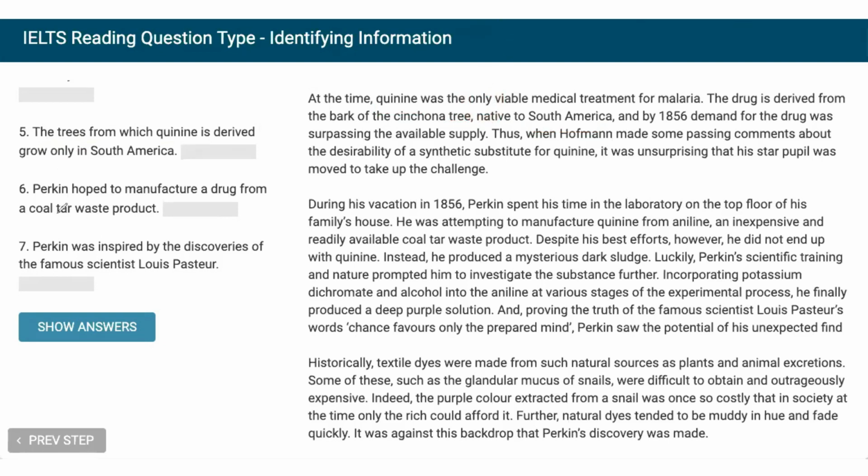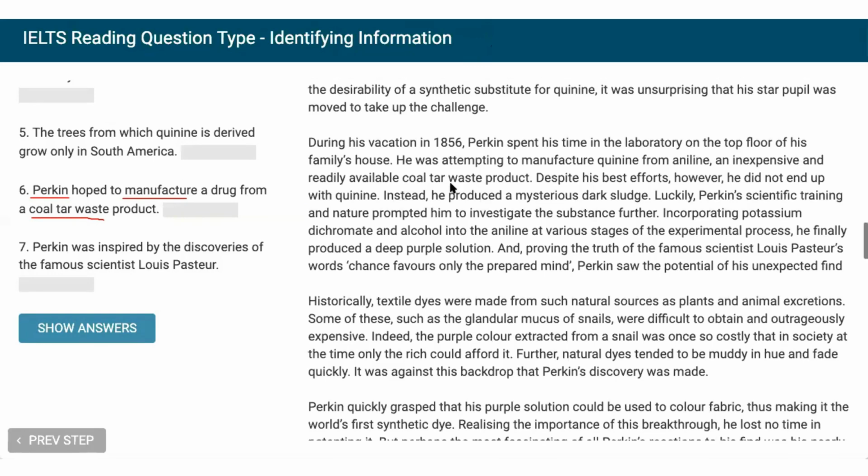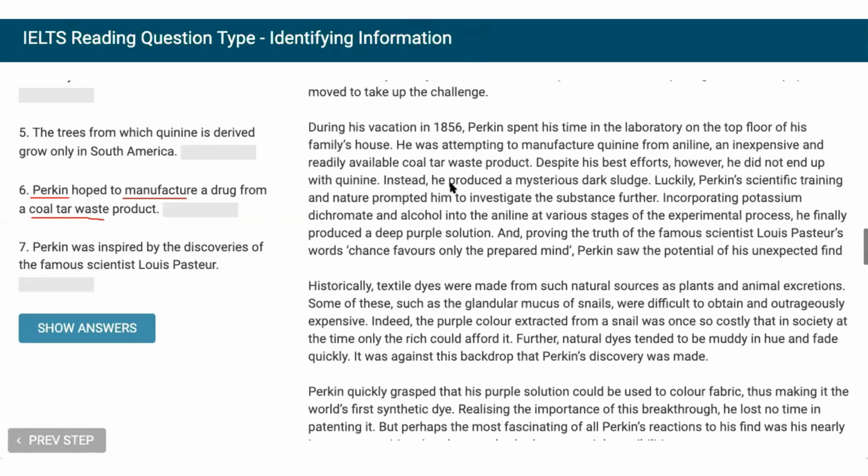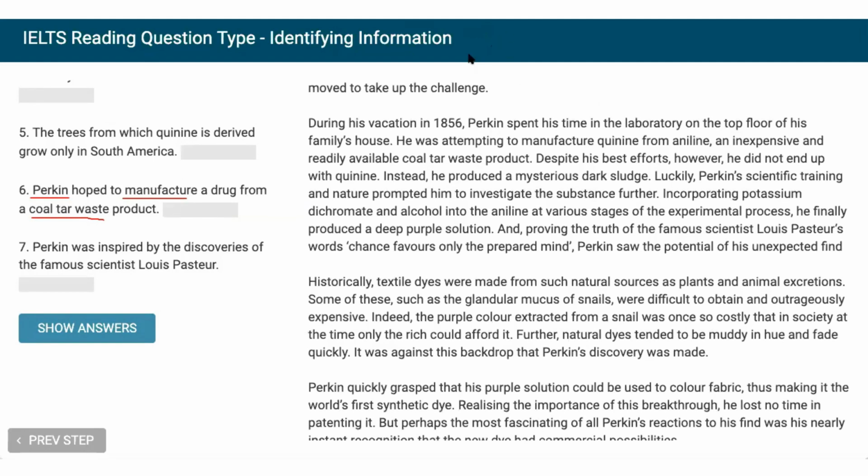All right, moving down again to number 6. Our keywords in number 6, again, were Perkin, manufacture, and coal tar waste, which was very specific. And so I'll go down here. And again, just scanning for those keywords. I'm looking here and right away, coal tar waste product. So here we go, it's specific. I'm going to go ahead and scan. I see during his vacation, he spent time in the laboratory.